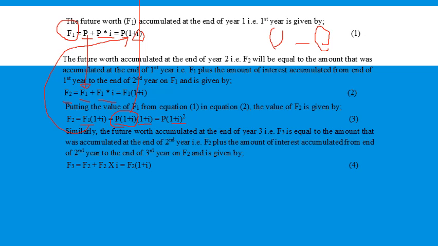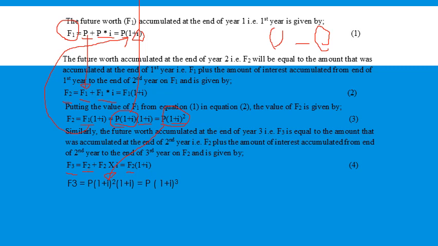If I continue the calculation for F3, F2 is the new P. So, it is F2 plus F2 into i. So, it is nothing but F2 into 1 plus i. What do I do now? I replace this F2 with this P into 1 plus i the whole square. See, this will come over here.